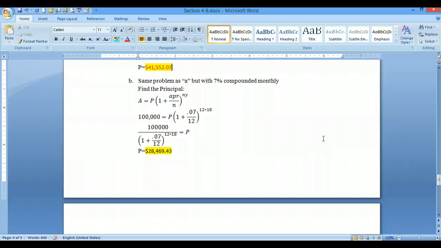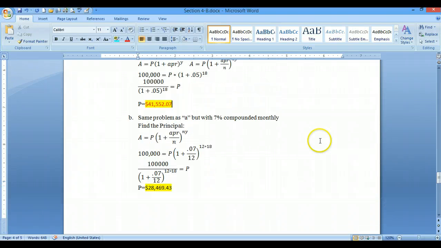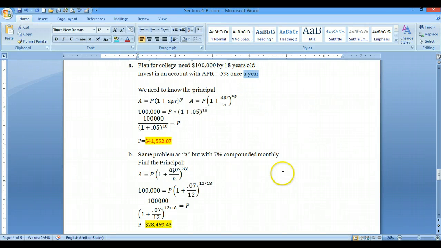So the next problem is the exact same as A, but in this case it's 7% and it's compounded monthly, not just annually, which is once a year. So we're going to take our other formula, which is the one I'd rather you just memorize anyway, and type in for n, it's going to be monthly, so 12. So we still want to have 100,000 at the end. We still don't know the principal because things are changing in this one. It's going to be a different principal.